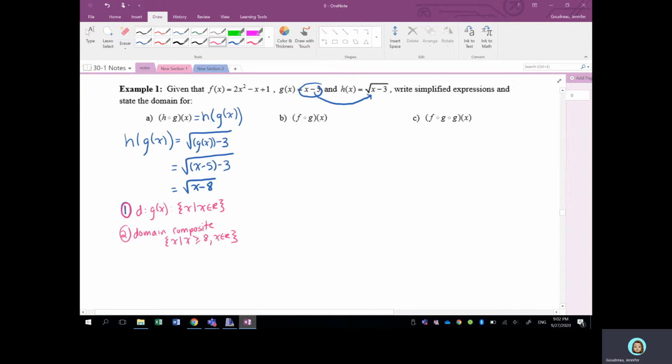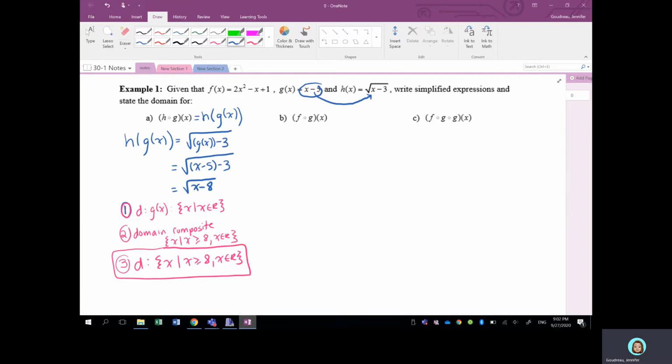So now to find our final domain, it is where these two domains are common, which is going to be the last one. So in the end, our domain is the set of all x such that x is greater than or equal to 8. Otherwise, x is an element of the reals. So we take the domain that is common to the inside function and the composite.